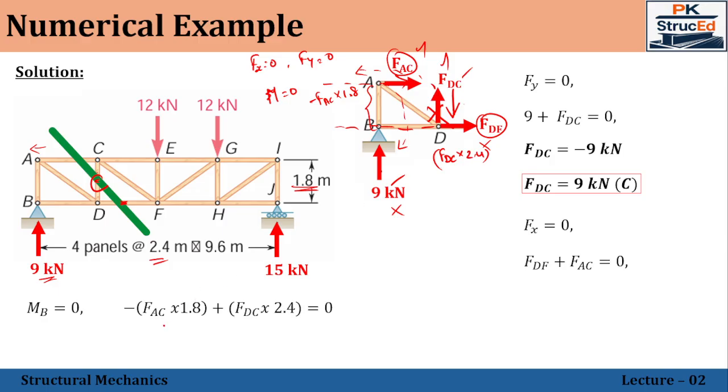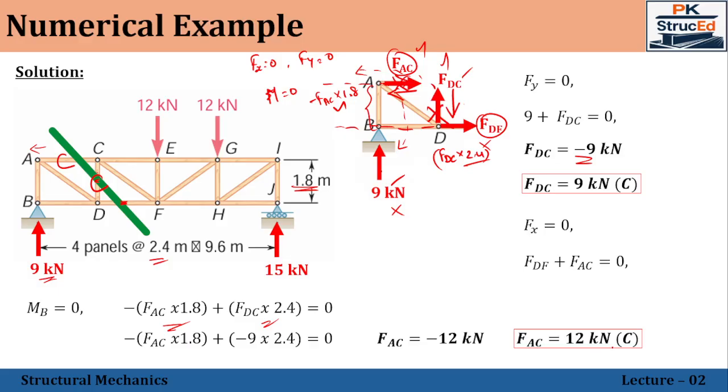So minus FAC into 1.8 plus FDC into 2.4 will be equal to 0, in which FDC has already been calculated, which is minus 9. Substituting the value of FDC as minus 9, we get the value of FAC as minus 12 kilonewton. Again, you can see the assumed direction is wrong, so it will be in compression mode. This is also compression. So FAC will be equal to 12 kilonewton compression.